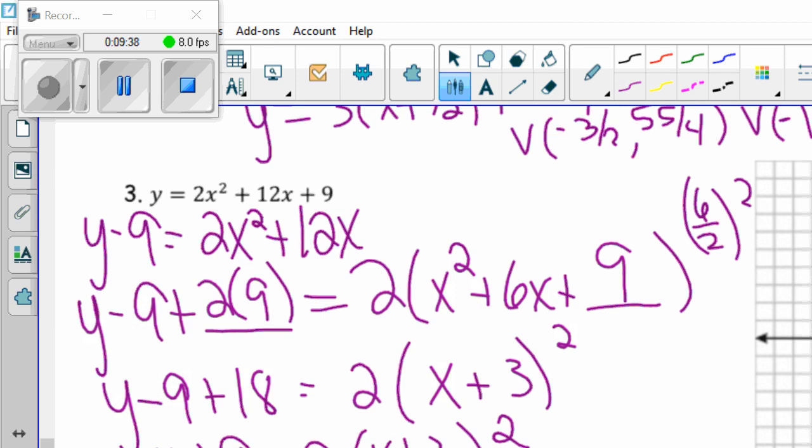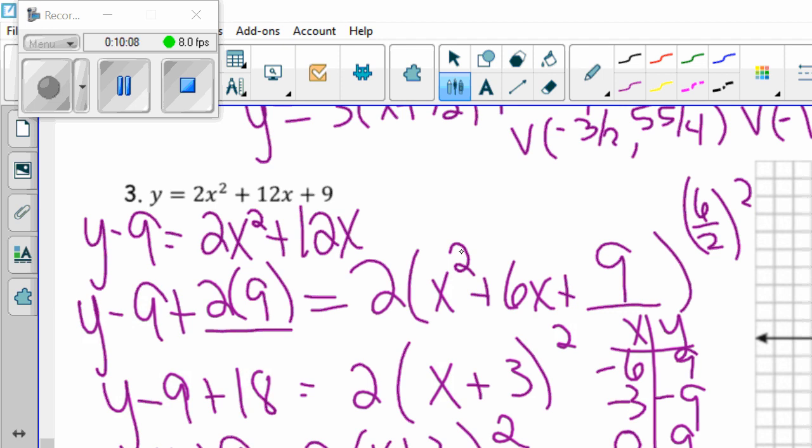My vertex is negative 3, negative 9. This parabola opens up, so I have a minimum at negative 9. I can make my xy table. So my vertex, negative 3, negative 9. Again, the number that I'm going to pick bigger than negative 3 is 0. Plug 0 into the original equation, I'm at 9. I'd go 3 spaces to get there, so go 3 spaces the opposite direction. That puts me at negative 6 and 9.